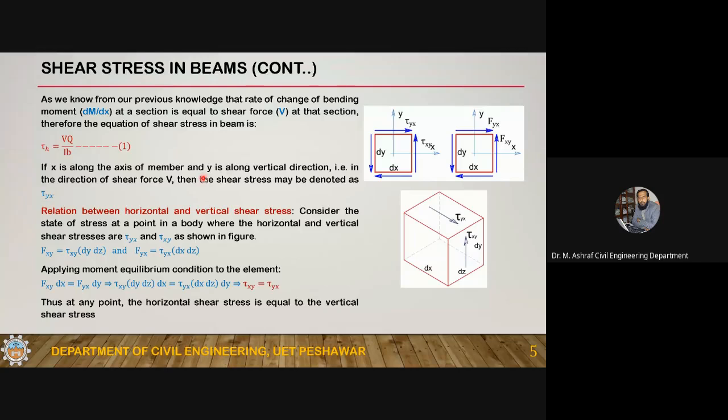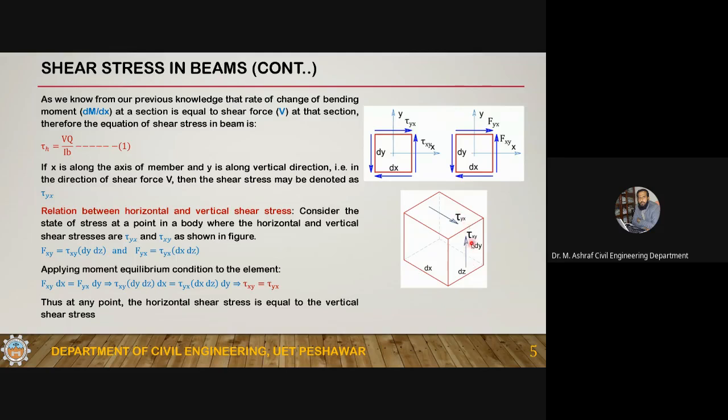Now let's have a relation between horizontal and vertical shear stress. We know that we have used it in the stress-strain transformation, and we proved that, but I want to repeat that procedure and have this relation that tau yx is equal to tau xy. You can prove this. If you have this stress element, this is a 3-dimensional stress element, with dx, dz, and dy. I want to prove that this stress is equal to this stress.